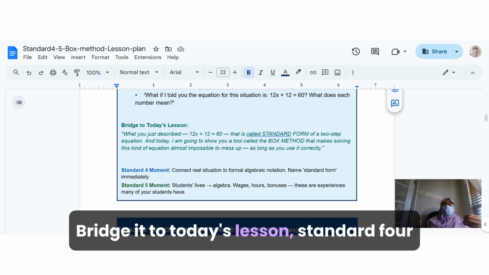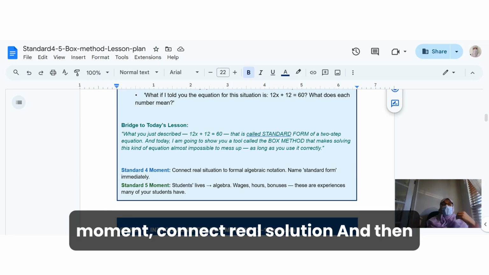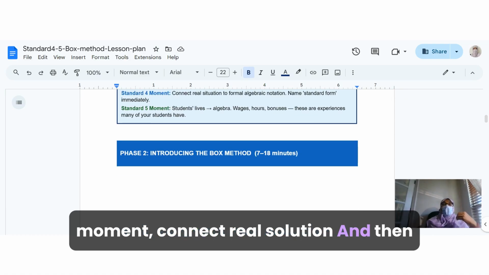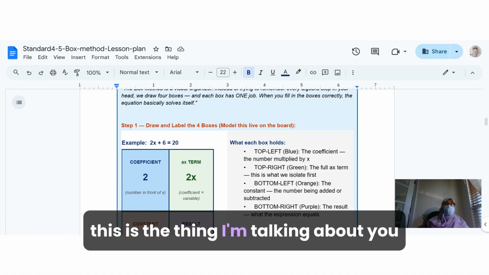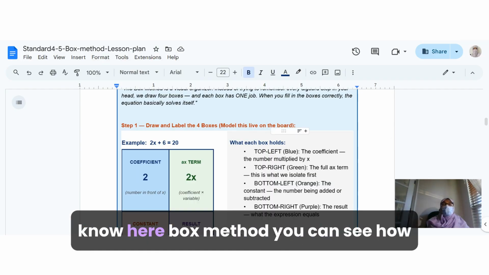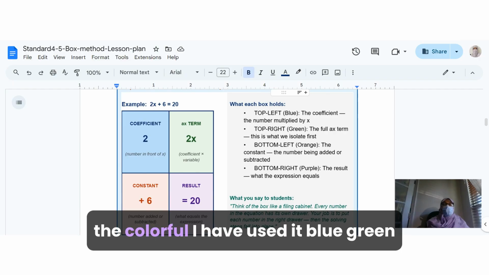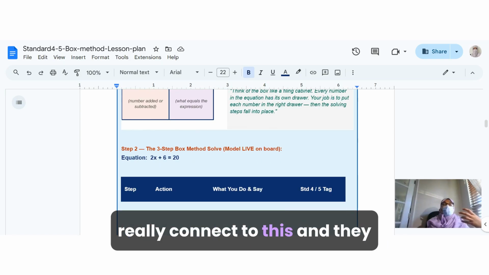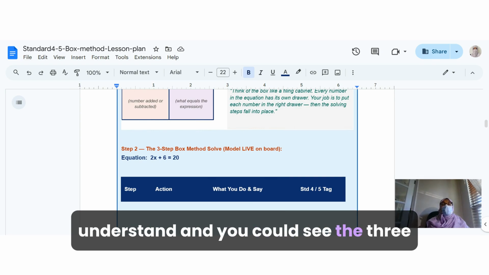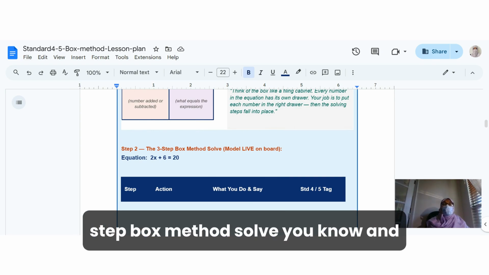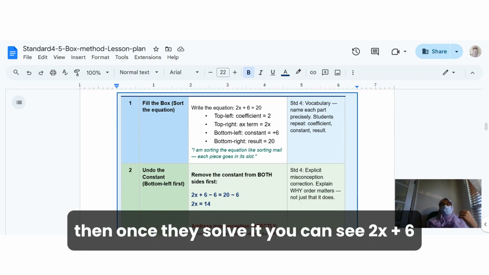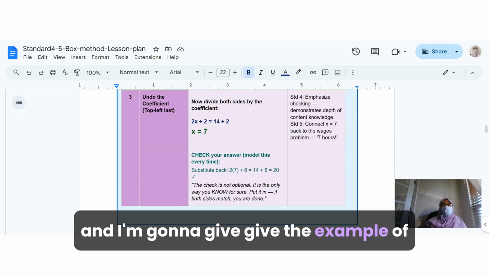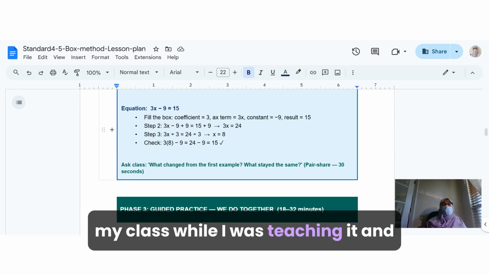Bridge it to today's lesson, standard 4, connect to the real solution, and then this is the thing I'm talking about. Here is the box method, you can see how colorful I have used it: blue, green, orange, purple. For special ed, they really connect to this and they understand. And you can see the 3-step box method solve, and then once they solve it, you can see 2x plus 6. And I'm going to give you the example of my class while I was teaching it.